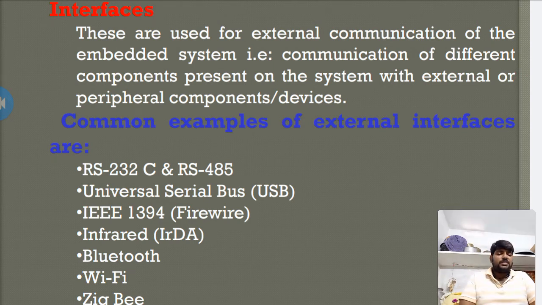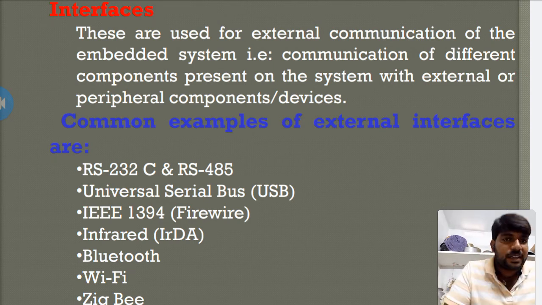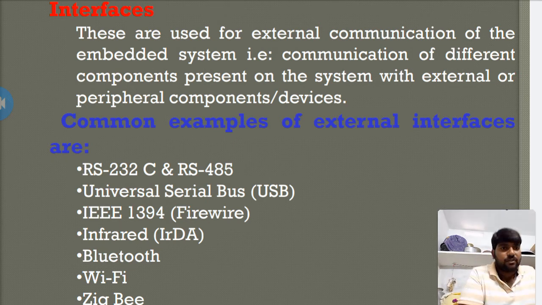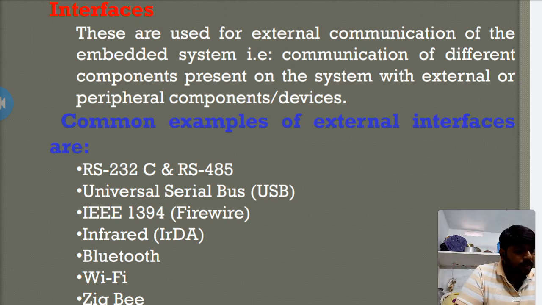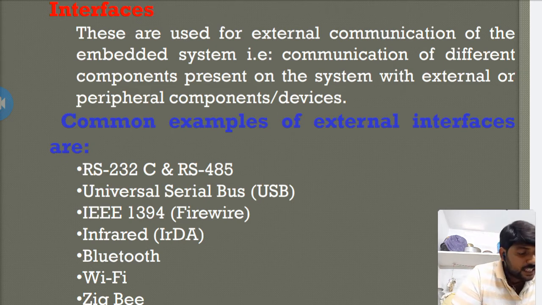So majorly USB, Universal Serial Bus, is used for transmitting very fast. Coming to the next one, IEEE 1394. It's FireWire. IEEE 1394 is a wired, isochronous, high-speed serial communication bus. It is also known as High Performance Serial Bus (HPSB).